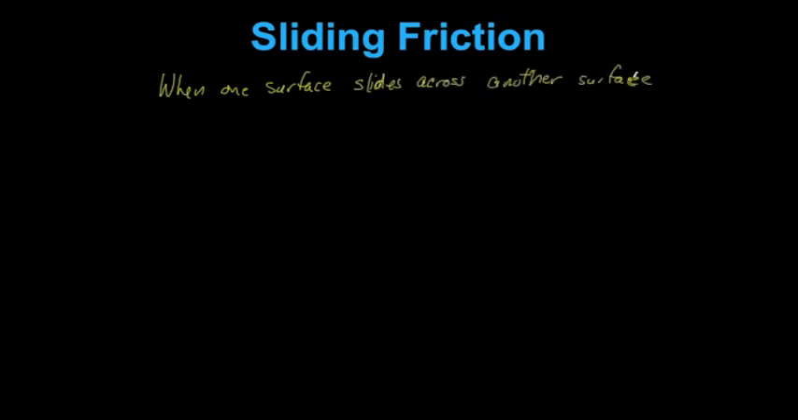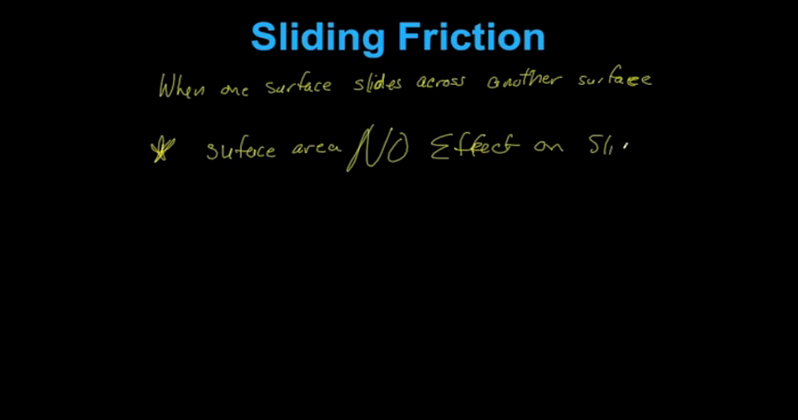So what is sliding friction? Well, the word kind of tells you almost exactly what it is. All right? Sliding friction occurs when one surface slides across the surface of another object. Now, this is key here. This is something to remember. So surface area has no effect on sliding friction.